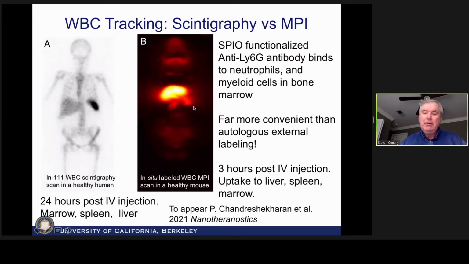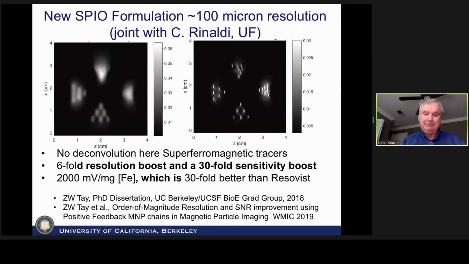And so one of the latest efforts we just got accepted at Nanotheranostics is to use an antibody, anti-LY6G, labeled nanoparticles. So we don't have to do the external labeling of the white blood cells, which is very cumbersome. Instead, we just inject it into the tail vein, and then neutrophils and macrophages take up those nanoparticles on their own. Then they go on to sites of myeloid cells in the bone marrow. So we're excited about this.